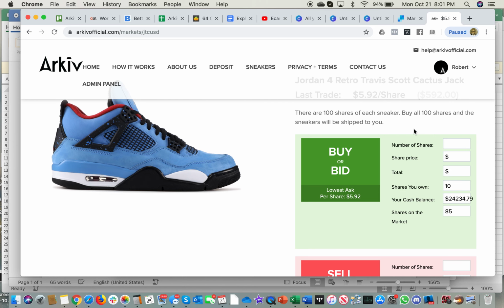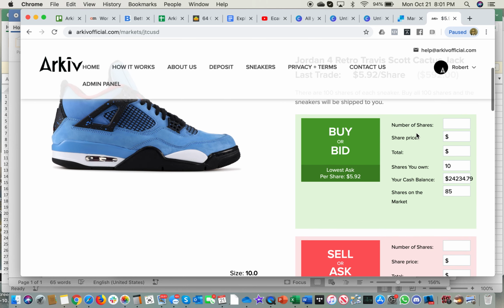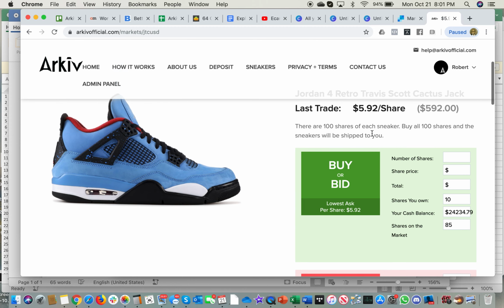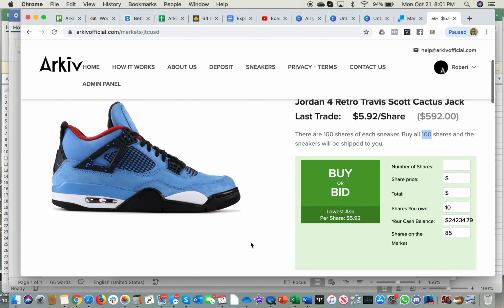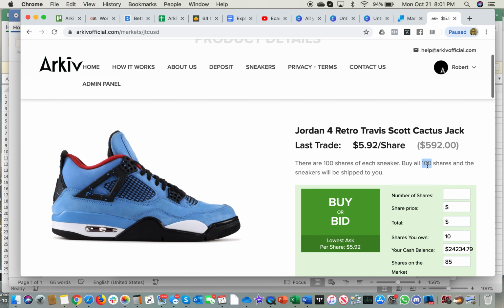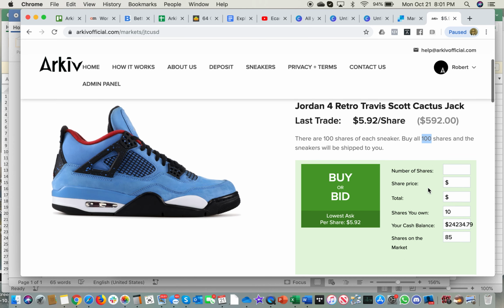So basically, if you want to buy or bid, put in the number of shares you want here. And you could see right now on the market, there are 85 shares available. Remember, there's 100 total. So if you want the kicks mailed to you, and these are size 10, you have to accumulate all 100 shares. And so you input the number of shares you're willing to bid for. There's 85 available. So let's bid on 2 shares.